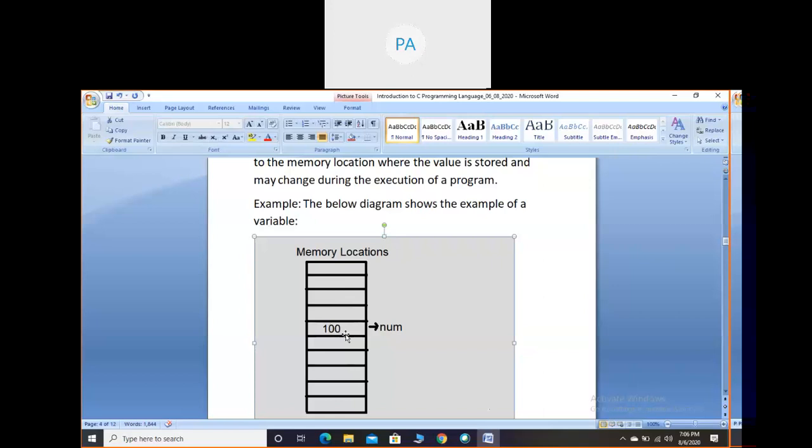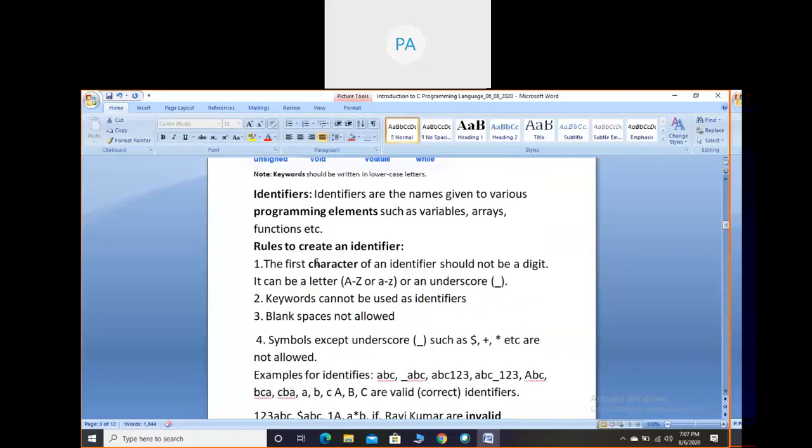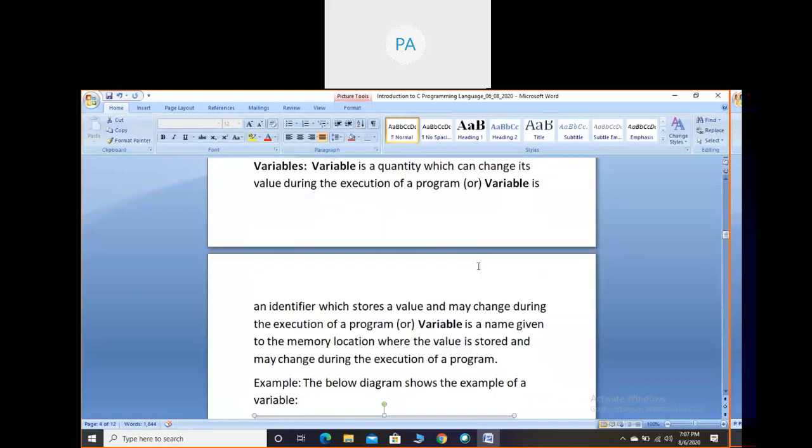Giving a name for that location does not mean we will take out the RAM and write the name on the RAM chip. From the program only, we will write the name, and that name is nothing but an identifier. When you write the name for that memory location, you have to follow these rules. The first character of an identifier should not be a digit, keywords are not allowed, blank spaces are not allowed, and symbols except underscore are not allowed. By following these rules, you give the name for the computer memory, and that name is nothing but the variable.